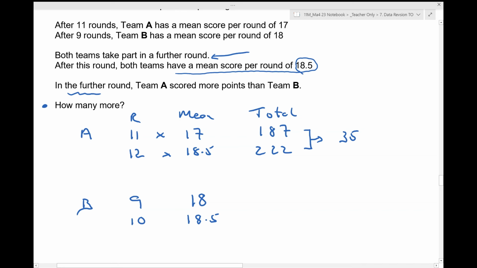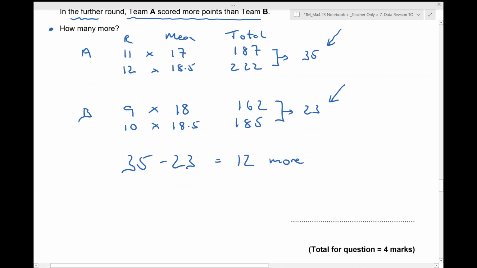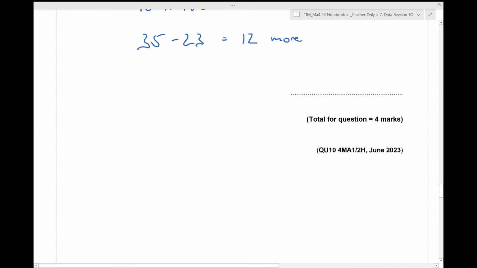What about B? After the 9 rounds, they had a mean of 18. So their total after 9 rounds was 162. And after 10 rounds, 10 times 18.5, 185. So Team B, in their 10th round, scored 23 marks. Now in the question it says, in the further round, Team A scored more points than Team B. Yes, they did. Team A scored 35, Team B scored 23. How many more? 35 minus 23. Team A scored 12 more marks. And that was 4 marks in June 23's paper.